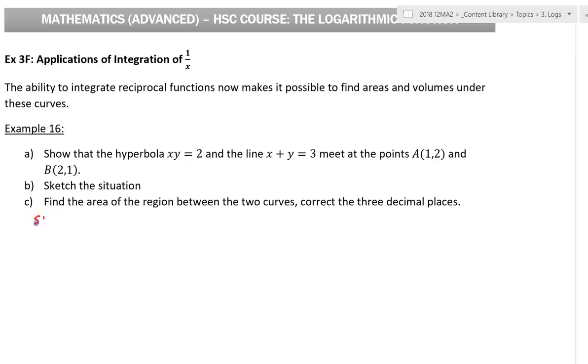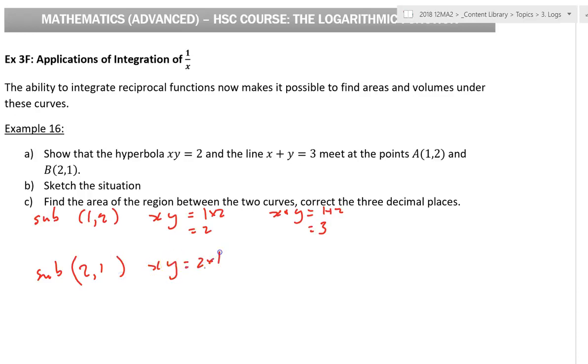So I'm going to sub in 1, 2. I get xy equals 1 by 2 equals 2, and x plus y equals 1 plus 2 equals 3. Great. Sub in 2, 1. I get the same thing: xy equals 2 by 1 equals 2, and x plus y equals 2 plus 1 equals 3. And that'll do to show that they intersect at those places.